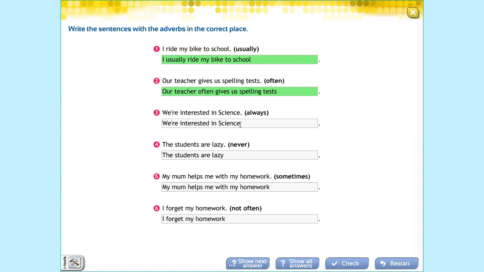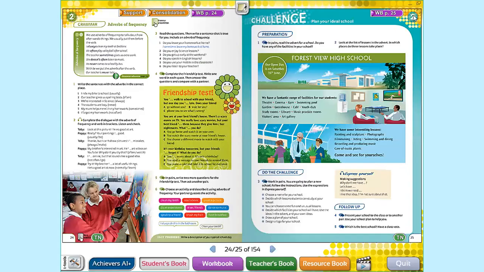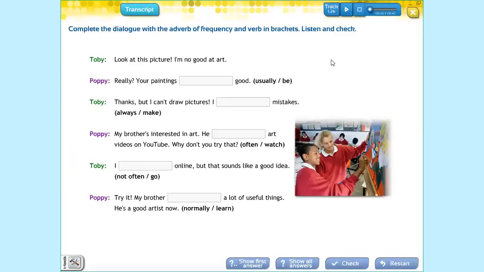Okay, you have to continue with number 3, 4, 5, and 6. Do the same with the other exercises. Now, it says complete the dialogue with the adverbs of frequency and verb in brackets. Listen and check. We're going to listen first and then you complete. Here we go.